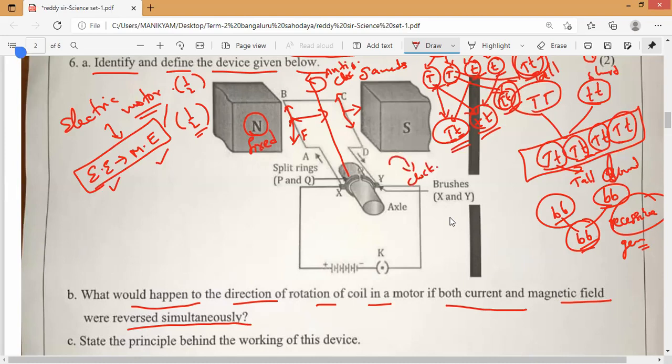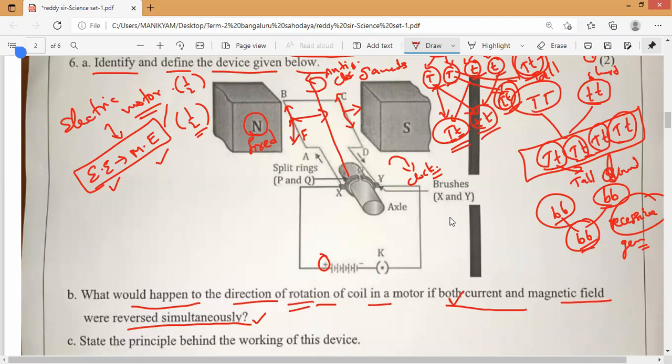Do you understand? Or else, if the current is fixed and the magnetic field is reversed, then it will also turn into clockwise rotation. But they are asking what? At a time, both the current and the magnetic field are reversed simultaneously. Then what will happen?